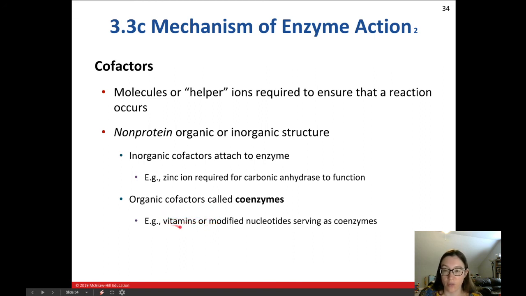In order for all the reactions to happen as quickly as they need to, these are very important. Each different enzyme is going to require different cofactors and coenzymes in order for the reactions to occur, in order for them to be active.